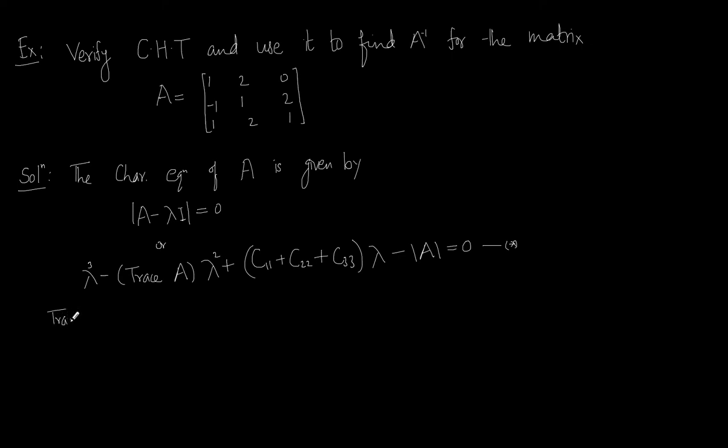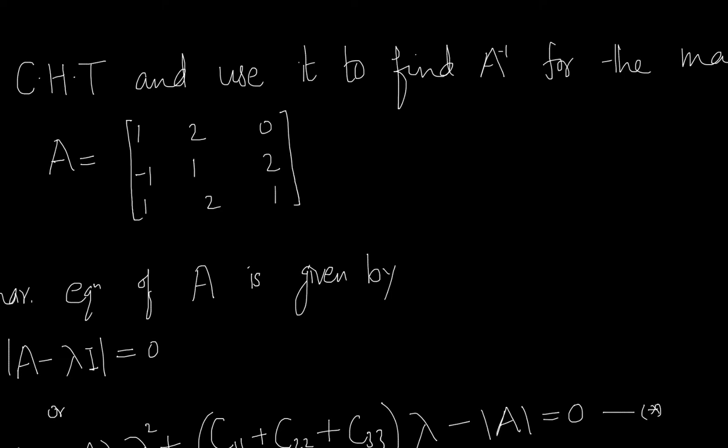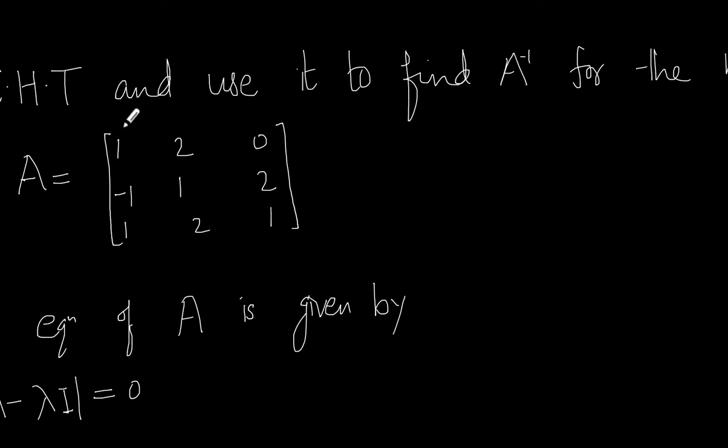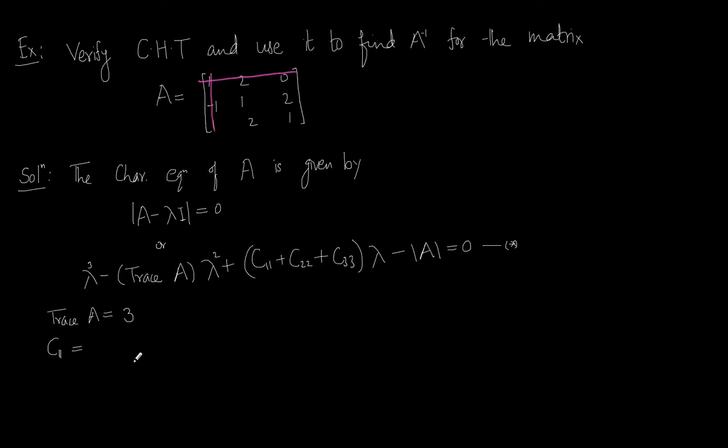We know that the trace of A is nothing but the sum of the diagonal entries. So in this case it will be 3. Now we will find C11, which is the cofactor corresponding to the entry A11. To obtain this, we just remove the row and column corresponding to A11, and we find the determinant of the remaining 2 by 2 matrix, which will be -3 here.